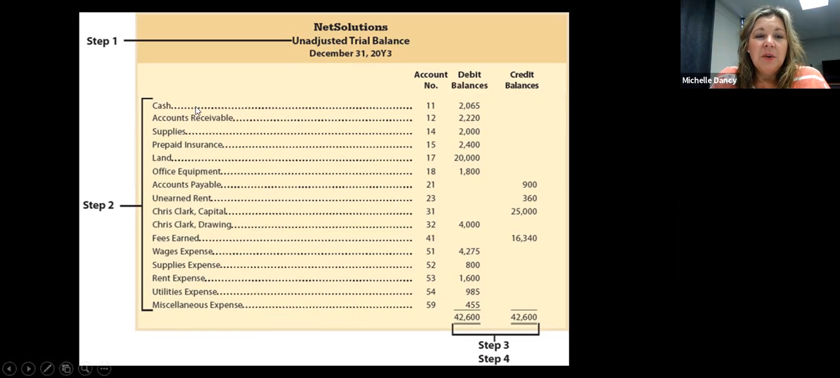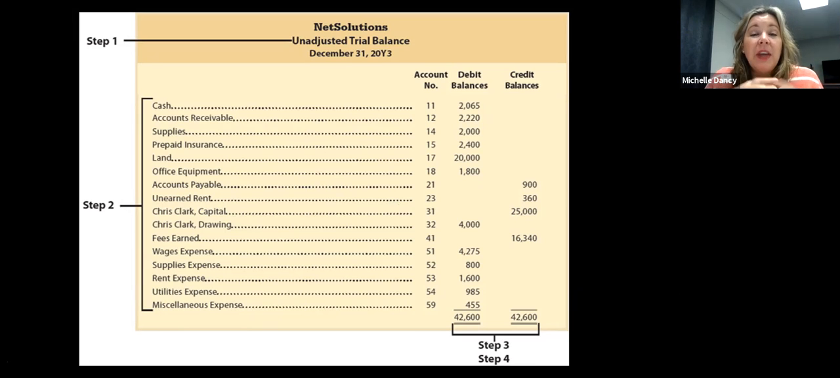So remember that number? Cash was 2,065. Land was 20,000. Office equipment was 1,800. Accounts payable was 900. And I didn't show you every ledger account. Those are just the ones that I showed you. But so you see where we are getting these numbers from.